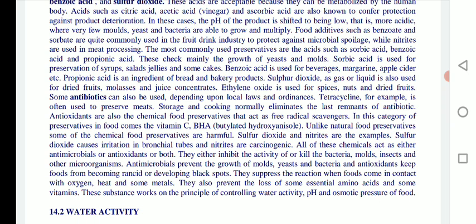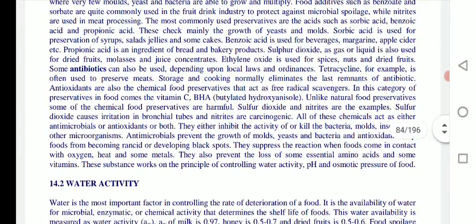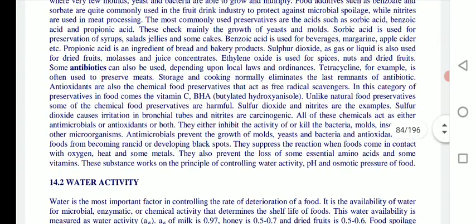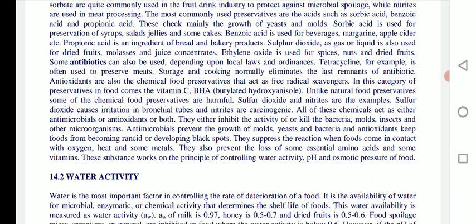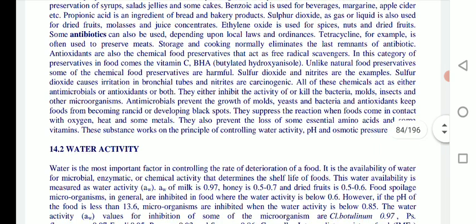Sulfur dioxide as a gas or a liquid is also used for some dried food preparations, molasses, and juice concentrates. Ethylene oxide is used for spices, nuts, and dried foods, and some antibiotics can also be used depending upon local laws and ordinances. Tetracycline, for example, is often used to preserve meat.